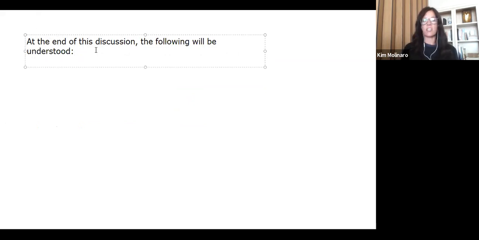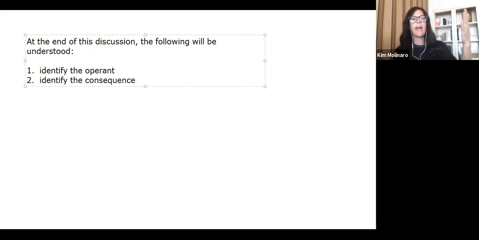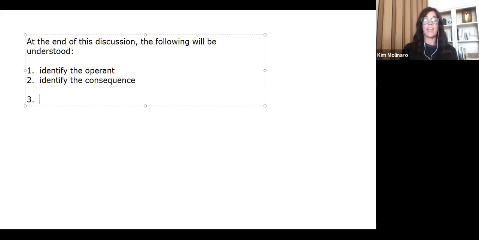At the end of this discussion, we're going to know that we have an operant, and then we identify the consequence. So the first thing you do is identify the operant, which is the starting behavior. The second is identify the consequence. In other words, "Mom, can I have a cookie?" Operant. "Sure, here's a cookie." Consequence. Then the third thing is that you code the consequence.